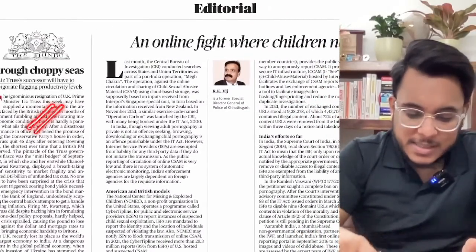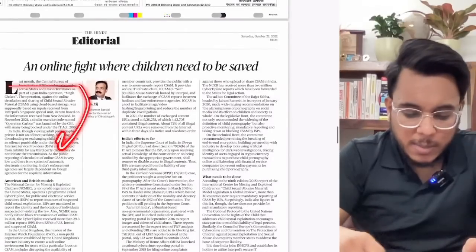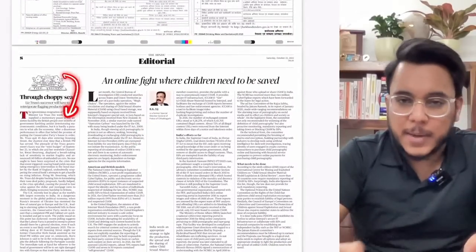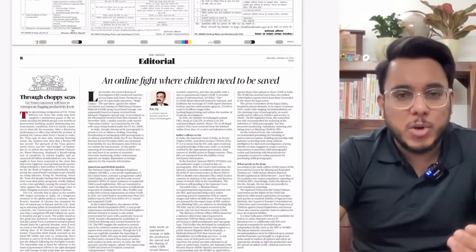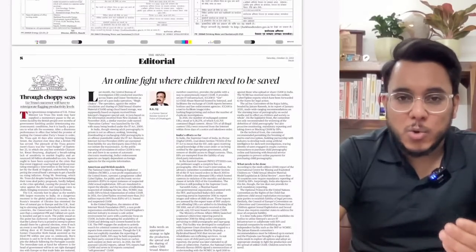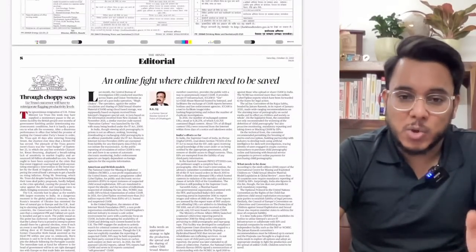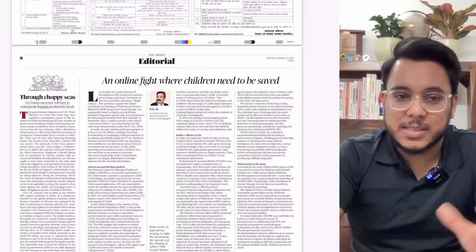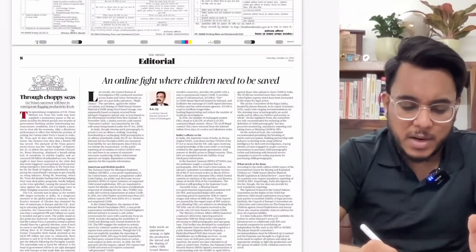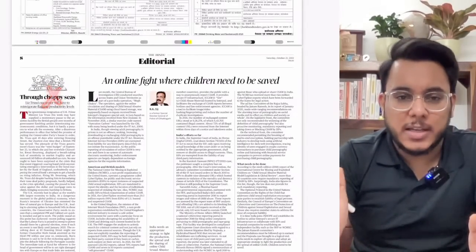Through choppy seas. Now this particular article, guys, talks about the political crisis going on in Britain. You see this particular thing that the UK is set to get its third prime minister in 3 months. So basically who is going to be the successor, that particular thing is being discussed. However, UPSC-relevant substance is not there in the article.